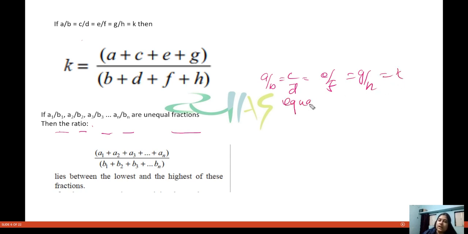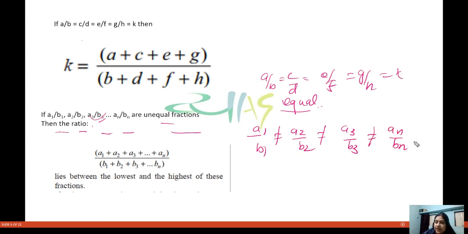So these are all equal fractions. But when I say these are all unequal fractions, I mean a1 by b1 is not equal to a2 by b2, is not equal to a3 by b3, is not equal to an by bn. So this is an unequal fraction. Basically, this lies between the highest and the lowest of the fractions.